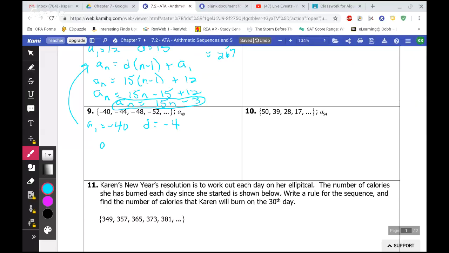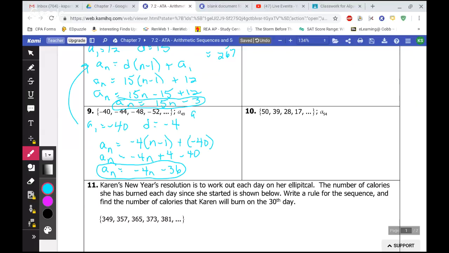But so we'll write A sub n equals, and then the common difference is negative 4 times n minus 1 plus negative 40. So I'm going to distribute the negative 4 throughout the parentheses. Negative 4 times a negative 1 is plus 4 minus 40. So it's A sub n equals negative 4n minus 36. So that's the rule for this sequence.